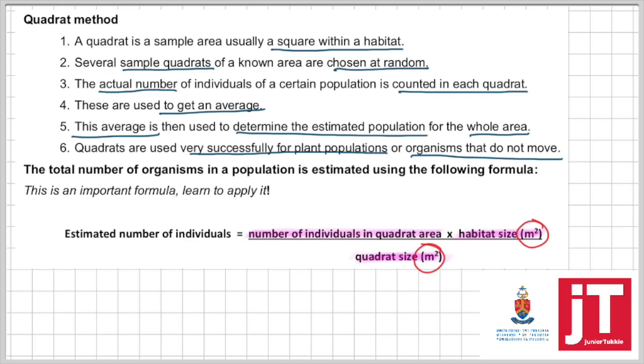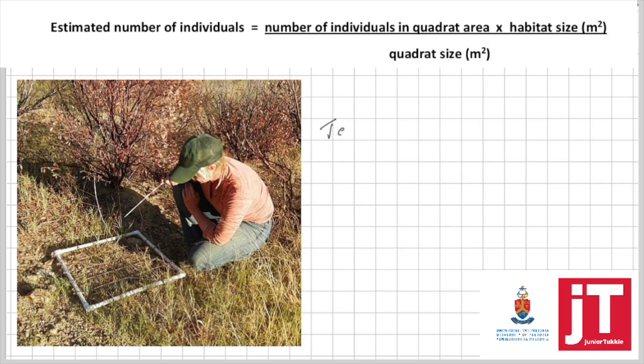And the units here become so important. This is one of the big areas in which students make the biggest mistakes. They forget to make sure that the quadrat area and the habitat area are in the same unit. Measuring in square meters versus square kilometers, for example, are not relatable units of measurement for area. So we need to make sure that we convert so that our area for quadrat size and habitat size are the same. Then we can use this formula, and it becomes quite simple to apply. But let's have a look at an example here.